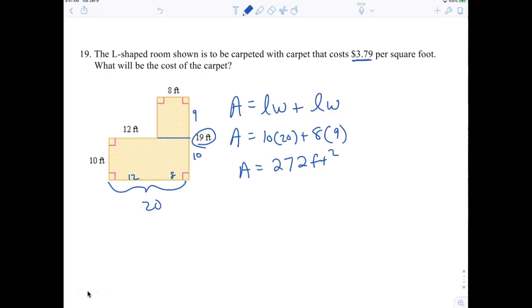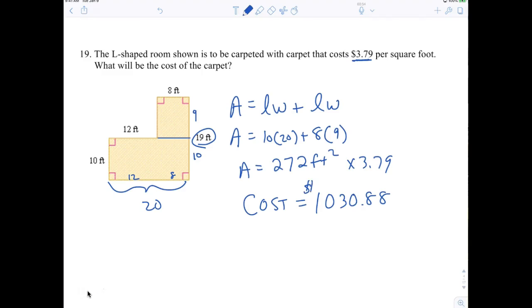Now, if you have 272 square feet that cost $3.79 for one, we multiply them, right? So you're going to do 272 times 3.79. So your cost is equal to $1,030. Anybody else agree with that?